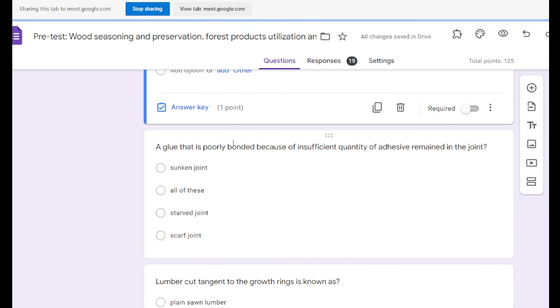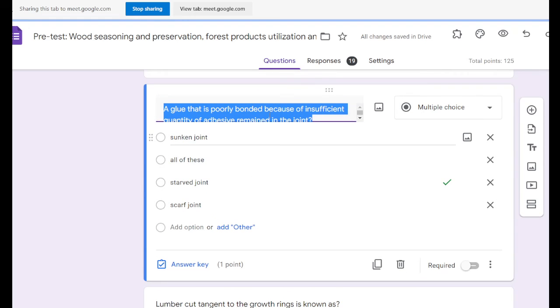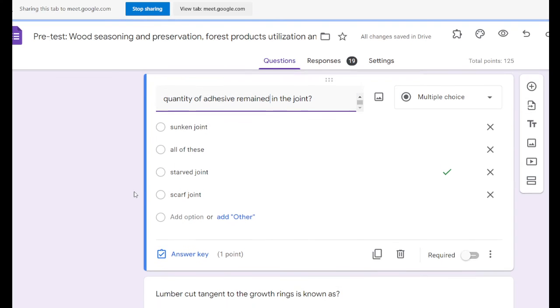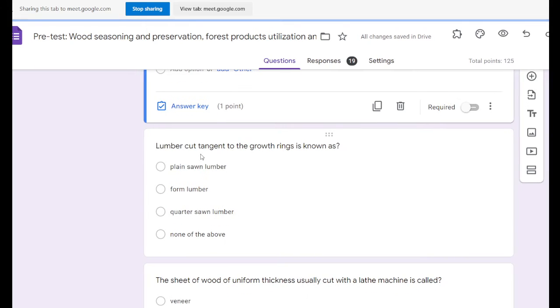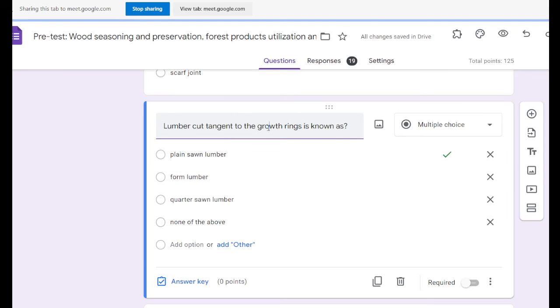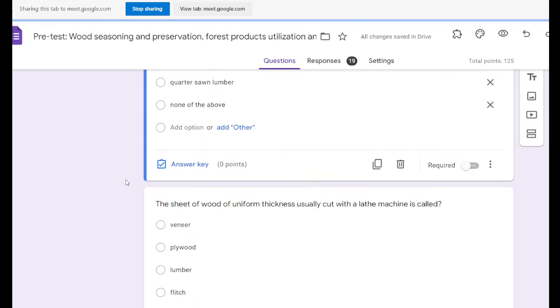A glue joint that is poorly bonded because of insufficient quantity of adhesive remaining in the joint. So that is starved joints. Insufficient quantity of adhesive remained in the joint. So, starved joints. Lumber cut tangent to the growth rings is known as, okay, that is plain sawn lumber. Tangent to the growth rings. That's plain sawn lumber.